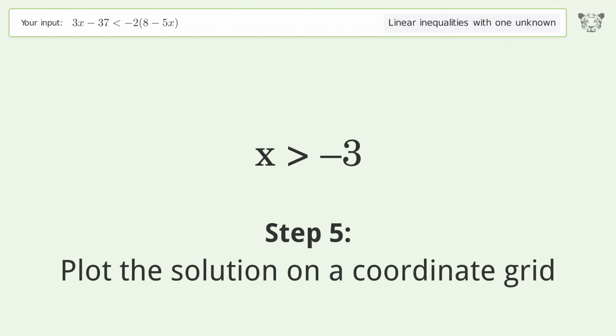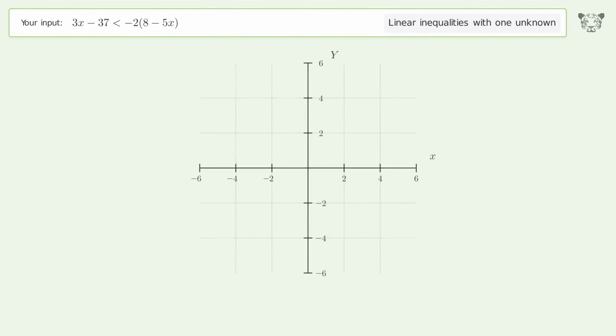Plot the solution on a coordinate grid. And so the final result is x greater than -3.